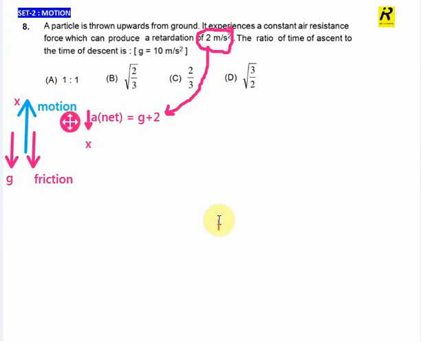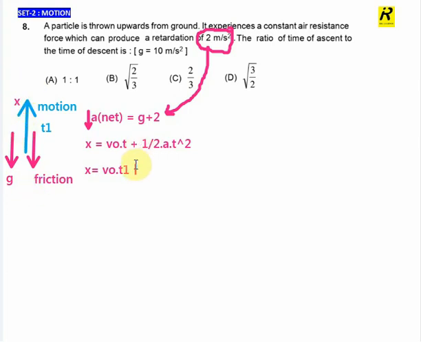So x equals, our usual notation, v0 into t plus half a into t square. This is our equation. So in this part, x equals v0 into t. So v0 is some initial speed with which the object is thrown up, and I call the upward time T1. So upward time I call T1.